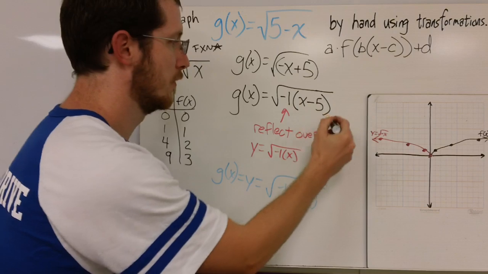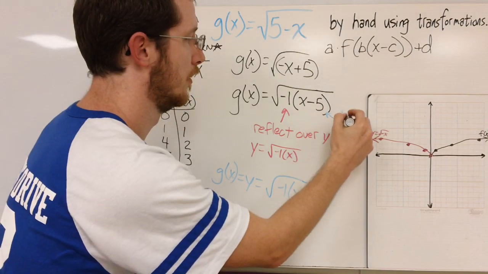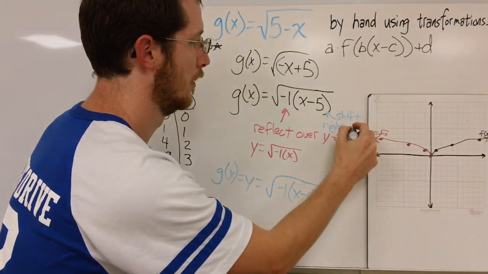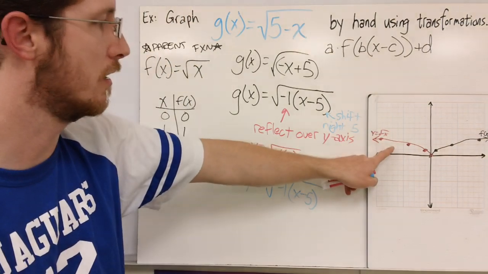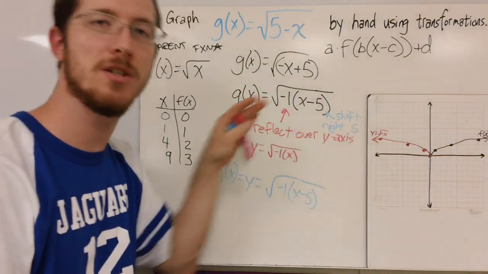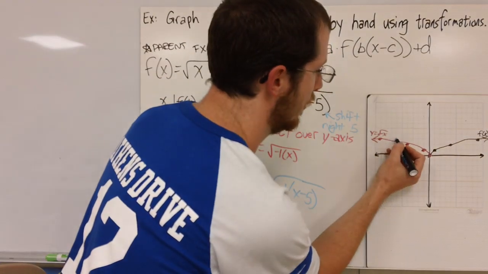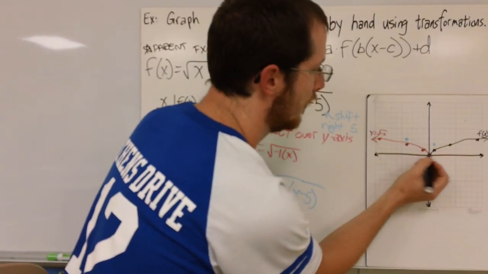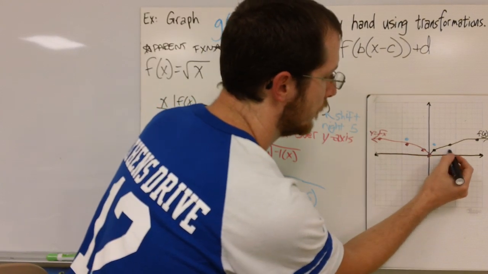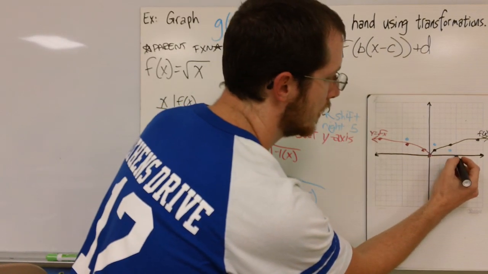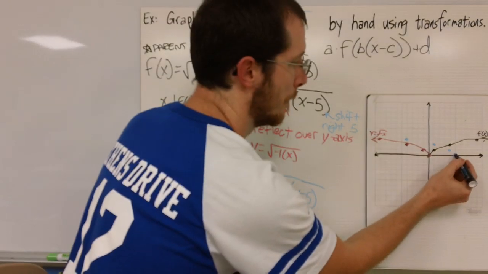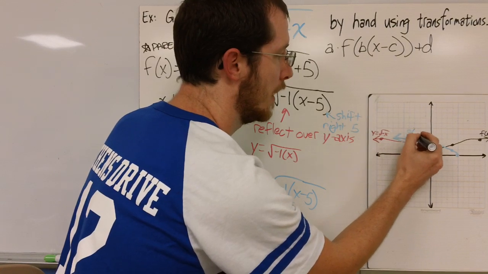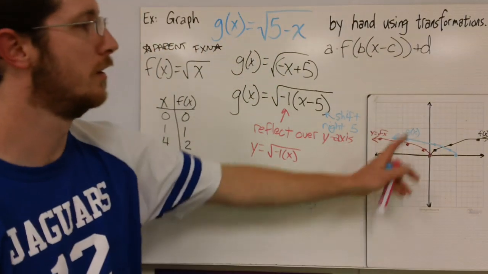Okay, this transformation here is a shift to the right 5 units. So we're going to take our pink function here and take each point, shift it to the right 5 units. So this guy, 1, 2, 3, 4, 5 goes there. This guy, 1, 2, 3, 4, 5. 1, 2, 3, 4, 5. And 0, 0 becomes 5, 0. And we have our final g of x function.